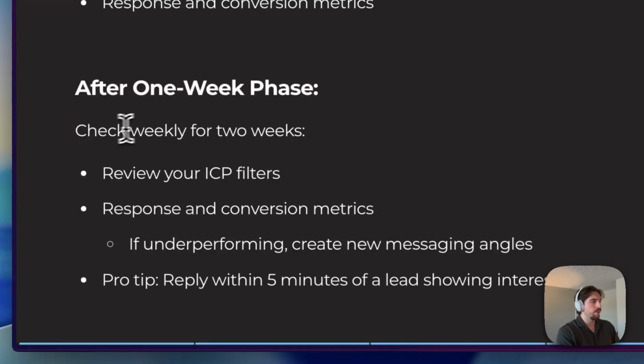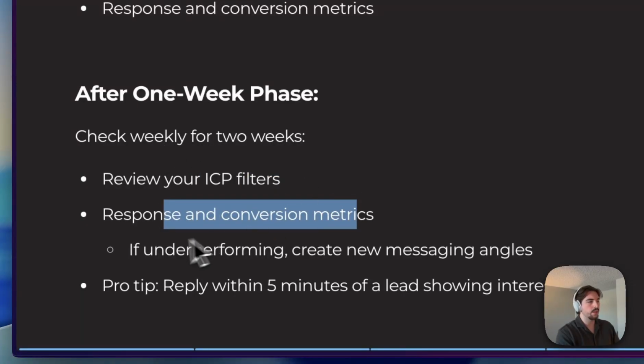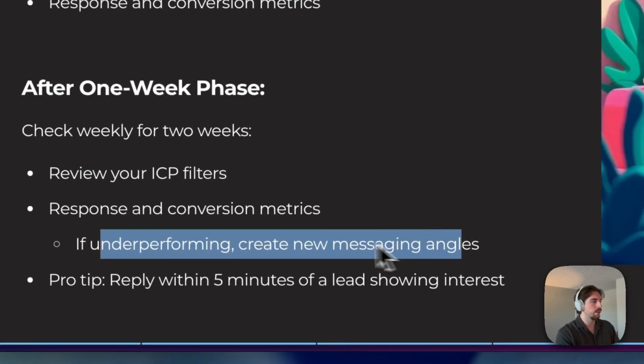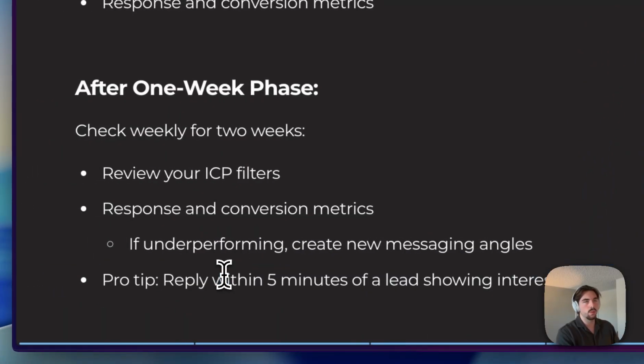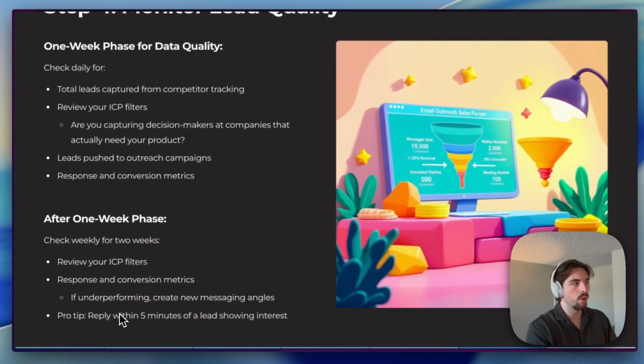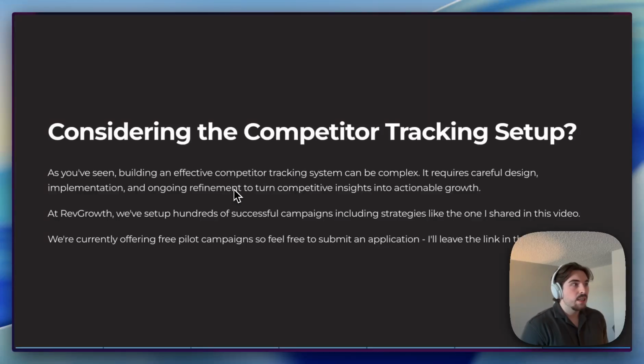And then after that first week phase, just set a reminder to at least check every week for the next 2 weeks to review your filters, review the campaigns. If anything's underperforming, create new messaging. And then as well, big pro tip here is if a lead shows interest, reply within 5 minutes. It'll make a world of a difference when it comes to actually converting those leads into a meeting. All right. So that's the end of the video.